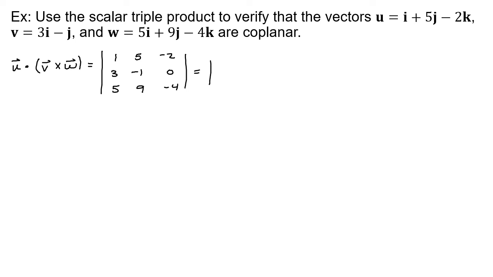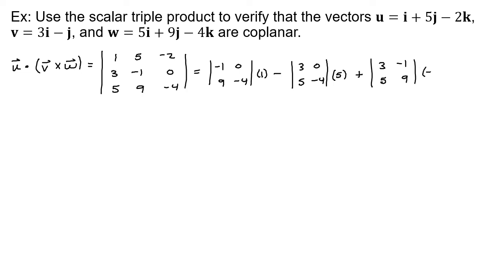I would do the lower right, the negative 1, 0, 9, negative 4. But I multiply it by 1 instead of i, because the 1 is where the i would be. For j, or for the second part, I would do the 3, 0, 5, negative 4. But now I'm multiplying it by 5. And for where the k would have been, I would do 3, negative 1, 5, 9, except instead of a k, I'm multiplying by negative 2.